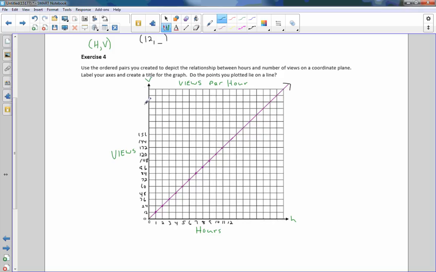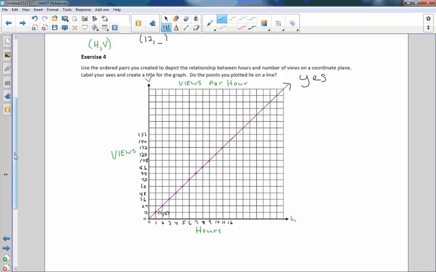So there's the graph. So it says label your axes, and I did. Create a title for your graph, we did, and plot the points. Do the points you plotted lie on a line? And the answer to that is definitely yes, it is on a straight line. And my points are here, and really what I should be doing, I'm not going to take the time in the video to do this, but you should always label every point with the coordinate 1 comma 12, 2 comma 24, and so on. Okay, since this is a little tight and it's hard for me to write with this pen, I won't do that.